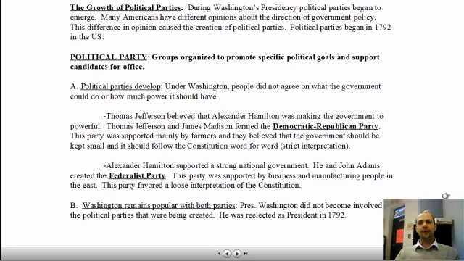And so naturally, just like all human beings, people started to group together based on their wants, their desires for the government and for the direction of the country. So officially we say that political parties began in 1792. And a political party is a group organized to promote specific political goals and support candidates for office.